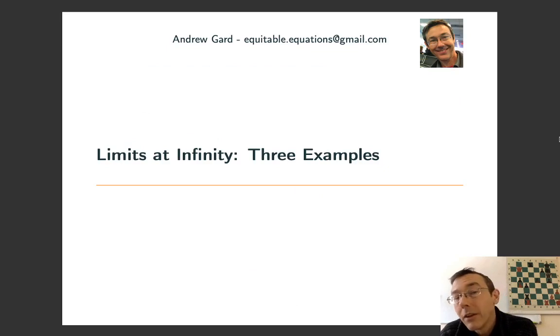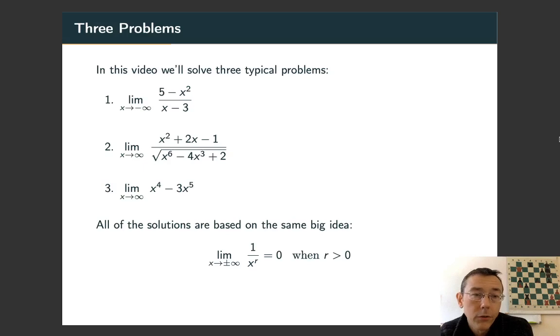Hey everybody, today we're doing 3 examples of limits at infinity. First we're going to do a typical rational function example, then we'll do one that has a radical in it, and then we'll do one that's just a polynomial. In each case, we're just using this one big idea, that if you have 1 over x to a power, if the power is positive, as x goes to plus or minus infinity, that thing's going to go to 0, whenever it's defined.